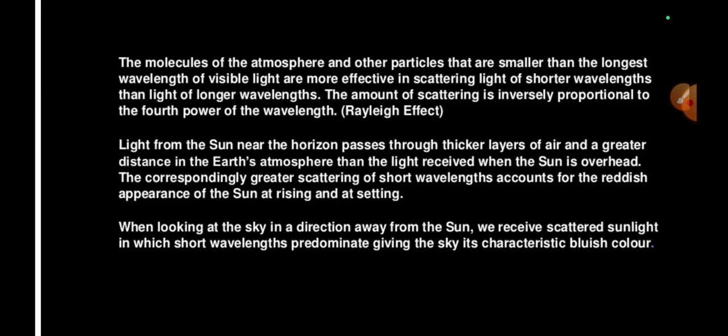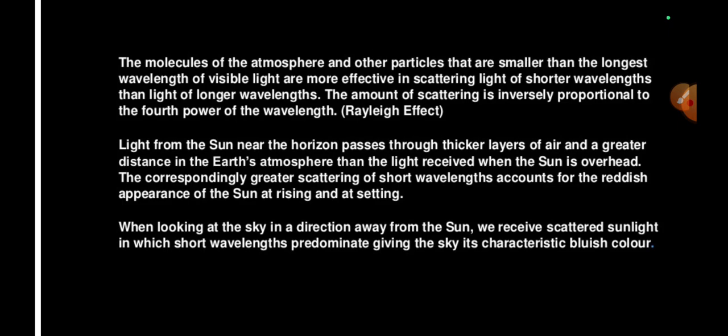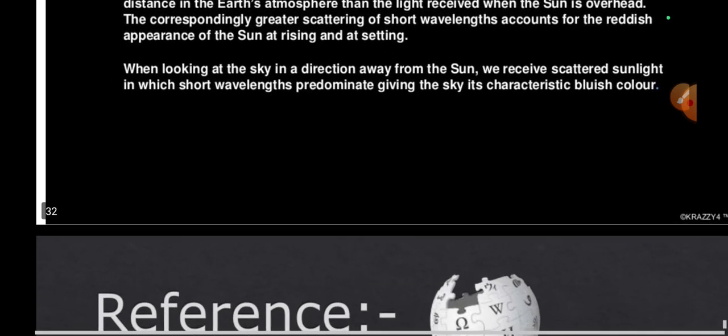It's Rayleigh's effect. Light from the sun near the horizon passes through a thicker layer of air at a greater distance in the Earth's atmosphere than the light received when the sun is overhead. The correspondingly greater scattering of short wavelengths accounts for the reddish appearance of the sun at rising and setting. When looking at the sky in a direction away from the sun, we receive scattered sunlight in which shorter wavelengths predominate, giving the sky its characteristic bluish color.